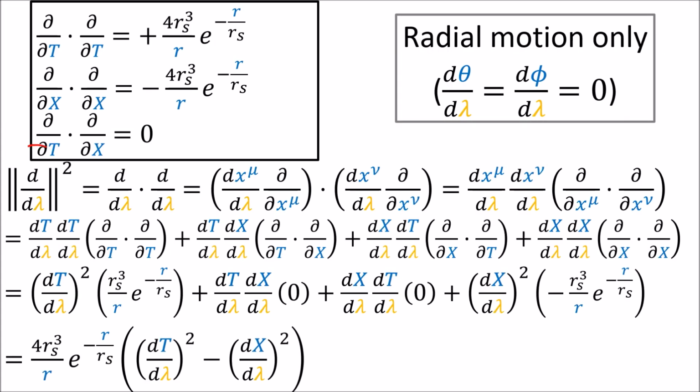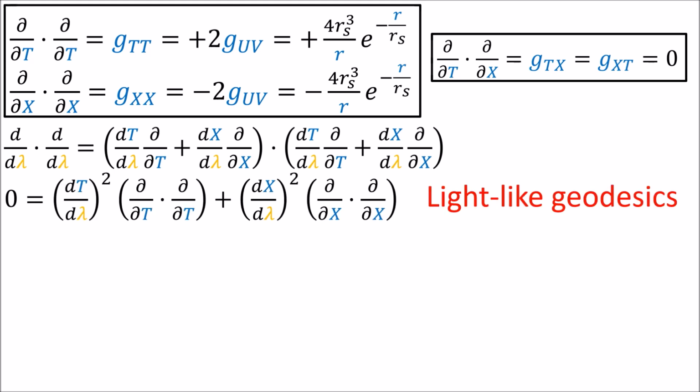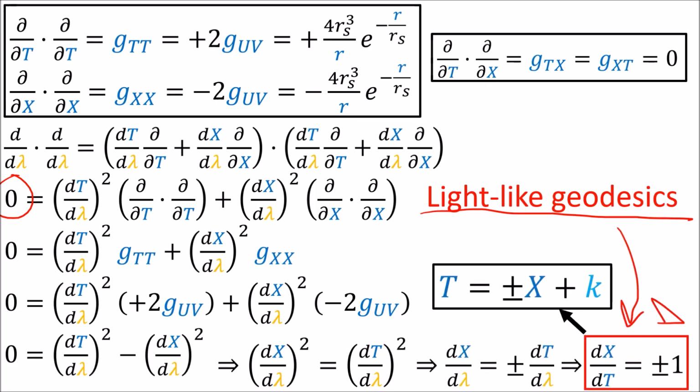Also, the squared length of a radial tangent vector in these coordinates looks like this. If we wanted to look at the paths of light beams, we just send this to 0, and to solve this, we find we just need to sub in a diagonal line like t equals plus or minus x plus a constant.